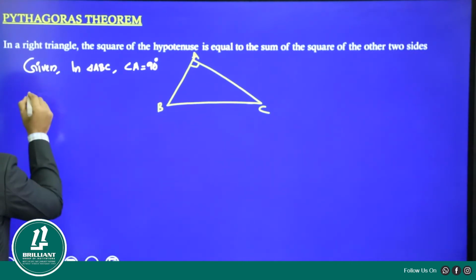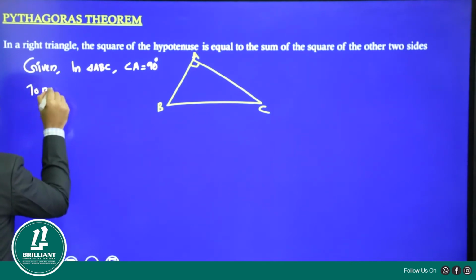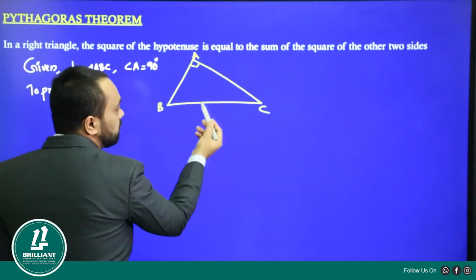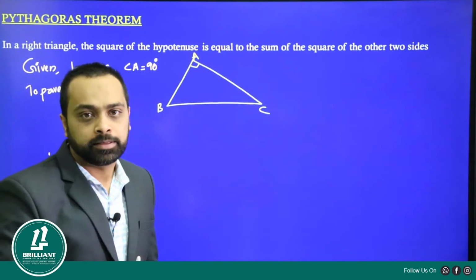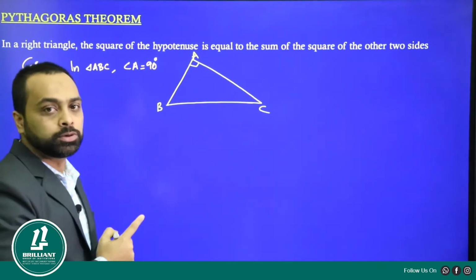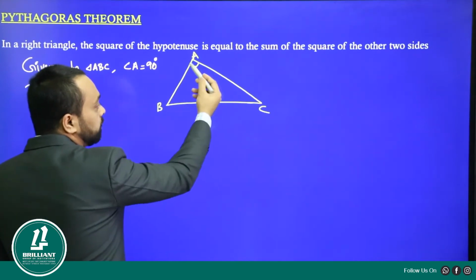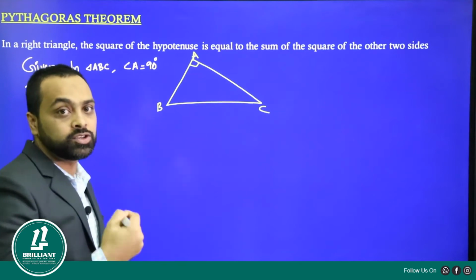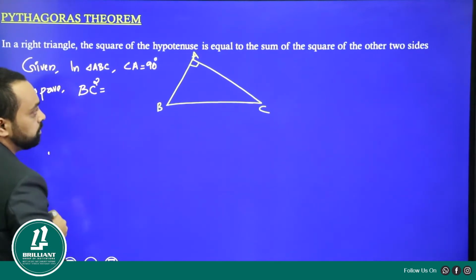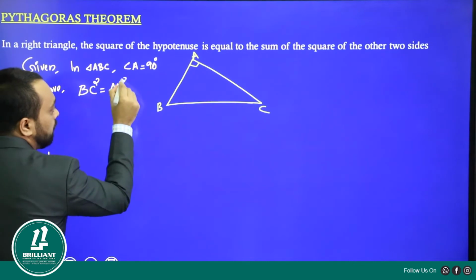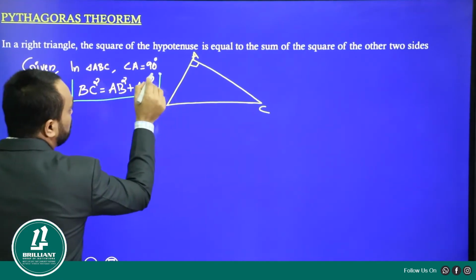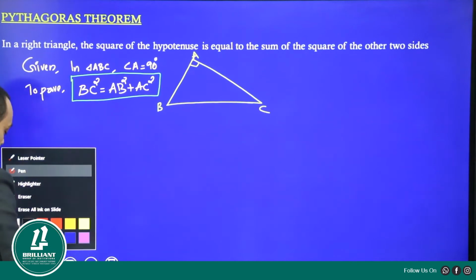The next step: what do we have to prove? Here we know that the side opposite to the 90 degree right angle is BC. That is what is called the hypotenuse of the triangle. That we already know. So we have to prove that hypotenuse square, that is BC square, is equal to the sum of the squares of the other two sides. The other two sides are AB and AC. How can we write it? To prove: BC square is equal to AB square plus AC square. This is what we have to prove. This is the Pythagoras theorem.